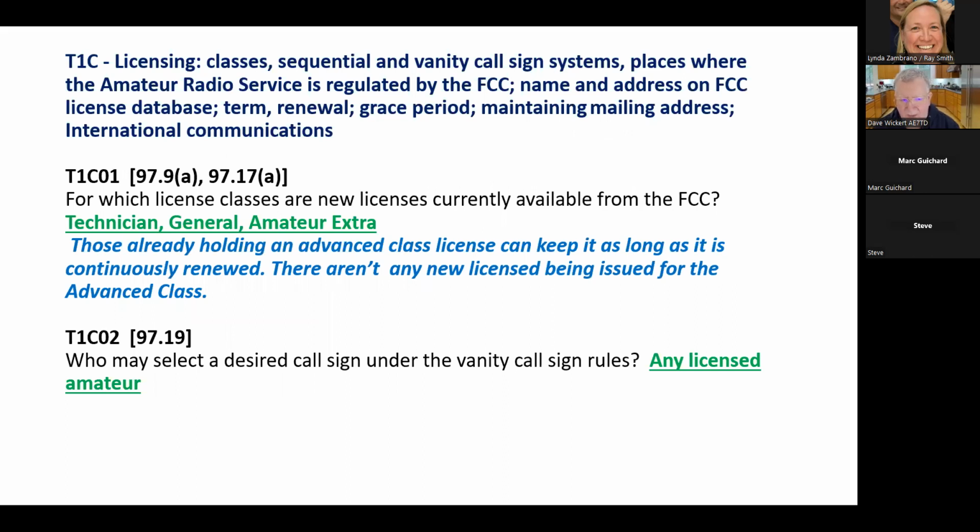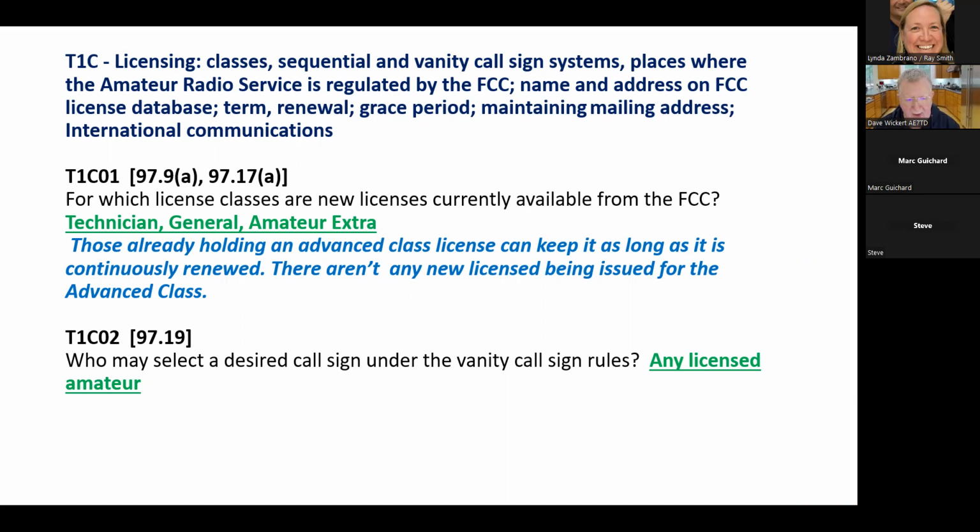What are the types of licenses, license classes that are currently available from the FCC? And the answer is Technician, General, and Amateur Extra. There are other license classes. At one point in time, there were novices, and at one point in time, there were advanced. Advanced and novice licensees can renew their license, and the FCC will grandfather them in, allow them to keep their call sign as long as they keep it continuously renewed.